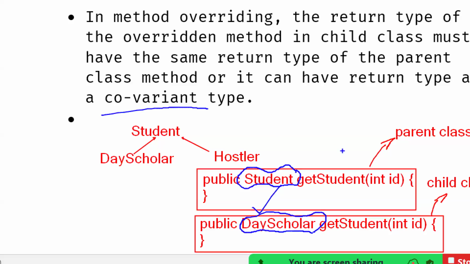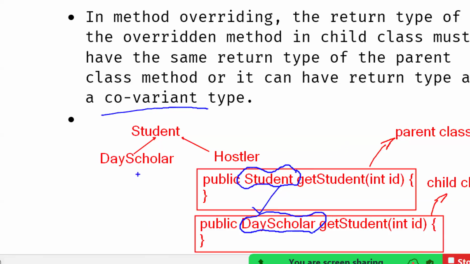So how many of you have understood this point? This is about overriding. I'm talking about overriding only. That's why I'm using the words parent class and child class, because overriding we cannot do in the same class. If you want to override a method, you must create a child class, and only in the child class you can override a method. So here covariant means a similar form, a subtype. Covariant type means either the same type or a subtype.